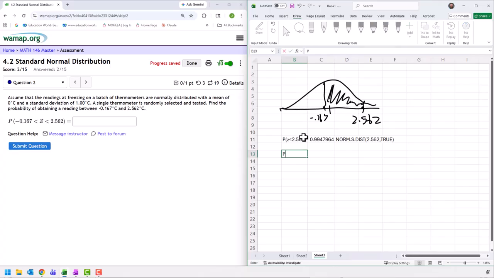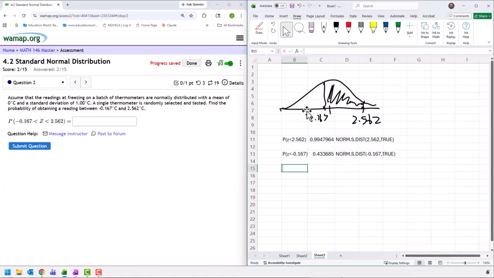And then I'll find the area of my low side, so less than negative 0.167, I believe it was. Similarly, normal standard distribution, negative 0.167, true. And remember, the area to the left of 0 is about a half. So this kind of makes sense, right? If we're over here, we're going to be a little less than half for this area.